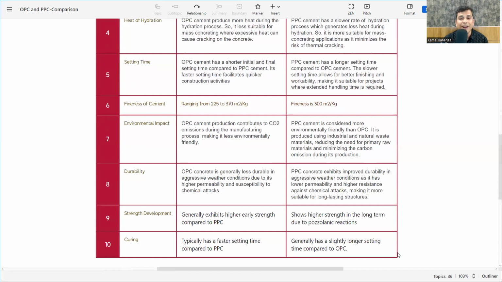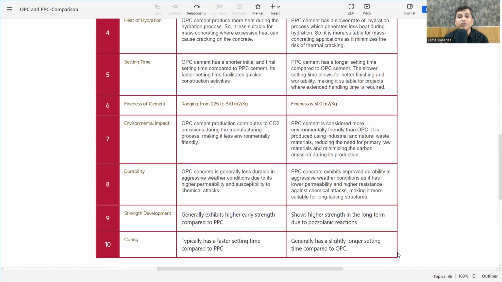Now, what is the environmental impact? OPC cement contributes to CO2 emission during the manufacturing process, making it less environment friendly. CO2 gas is not good for us. It is harmful. If the percentage of CO2 increases in the atmosphere, we will be facing a problem. But whenever OPC is produced, that contribution of CO2 is more. That is why it is not sustainable. It's not environment friendly.